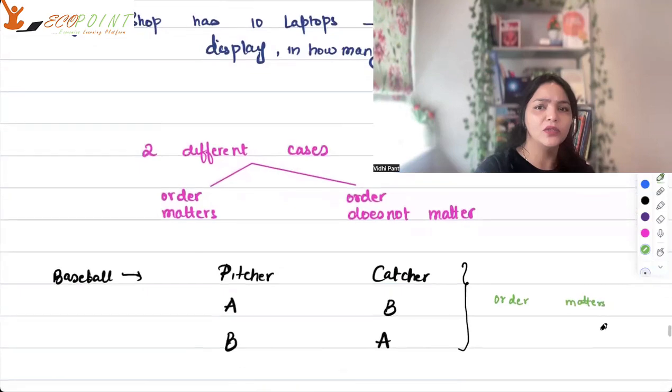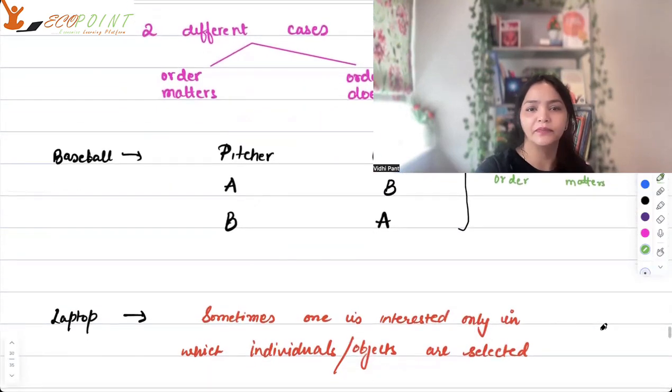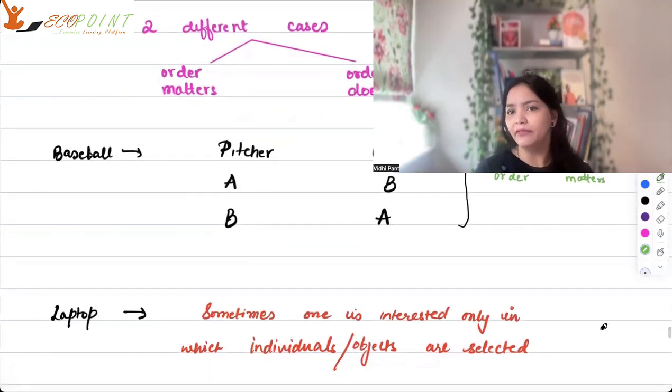But on the other hand, in our laptop case, what difference does it make which laptop is on display? You have to sell all 10. You want to sell all 10. You only need to put 3 laptops on display. So any 3 of the 10 could be selected for the display. Sometimes one is interested only in which individuals or objects are selected, but not in the order. Order will not matter. In the laptop case, order does not matter.